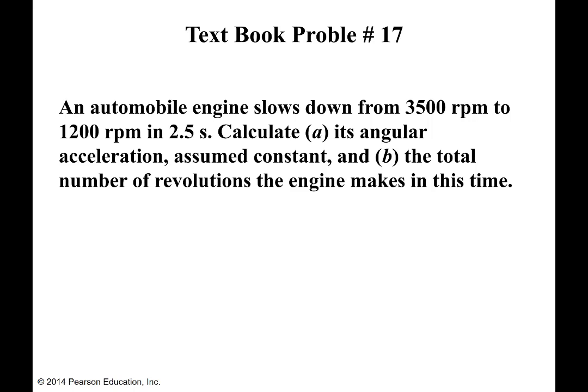Similarly, we have problem number 17, which talks about an automobile engine that slows down from 3,500 revs per minute to 1,200 revs per minute in 2.5 seconds. Underline the word slows. So that means there must be a negative acceleration, negative angular acceleration. Its angular acceleration needs to be found, which is assumed to be constant.